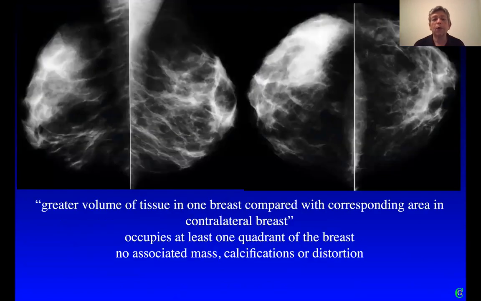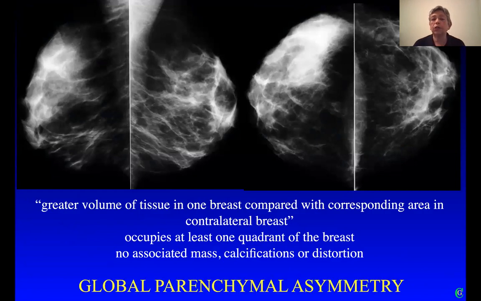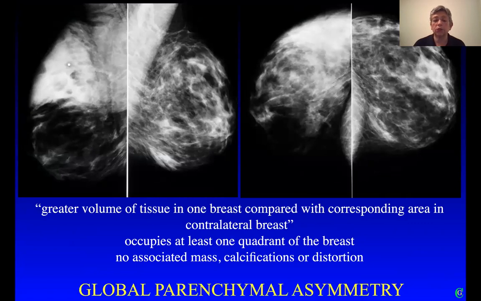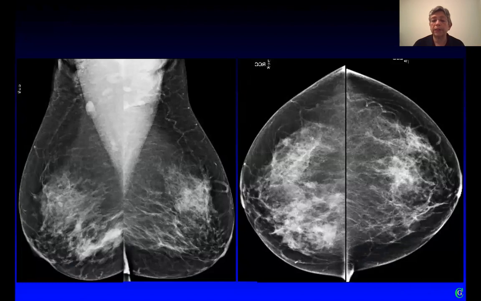So here's an example of global parenchymal asymmetry where you have a greater volume of tissue in the right breast compared with that area in the left breast. It occupies one quadrant of the breast, but there's no associated mass, calcifications, or distortion. This is the definition of global parenchymal asymmetry. Likewise, in this patient, you have a greater volume of tissue in one breast compared with the corresponding area in the contralateral breast. There's no associated mass, calcifications, or distortion. This is global parenchymal asymmetry.